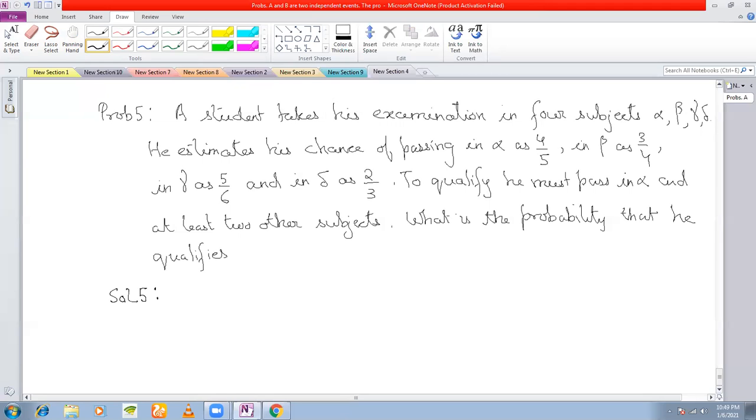See, let me first explain the problem. 4 subjects are there, alpha, beta, gamma, delta, okay? And the probabilities of passing are given to you: 4 by 5, 3 by 4, 5 by 6, 2 by 3. Now, there is a student, and he wants to qualify this examination, but there's a condition to qualify. The condition is that he must pass in alpha, definitely. Whether he fails in others or not, that is a different story. But he must pass in alpha, and at least 2 other subjects. That means he can pass in beta gamma, beta delta, or gamma delta. Any of the 3.